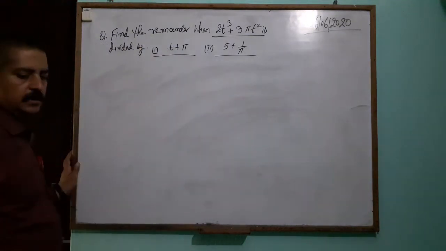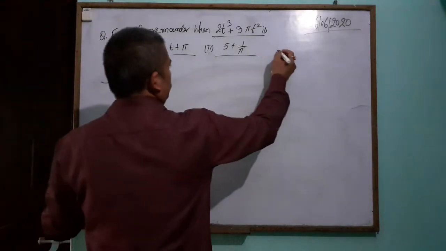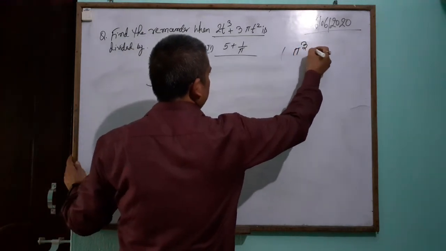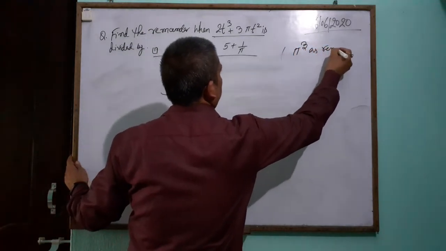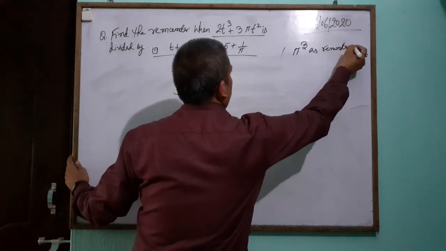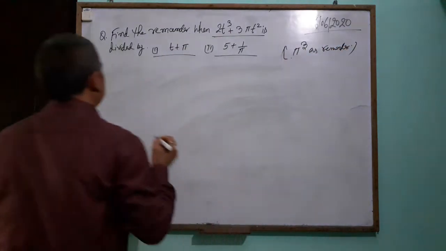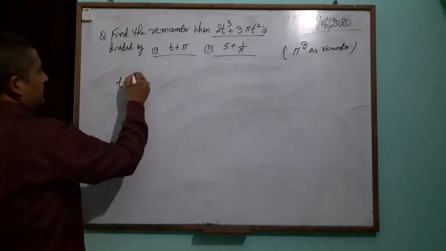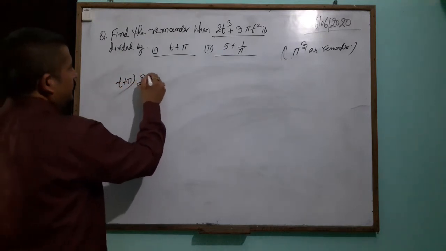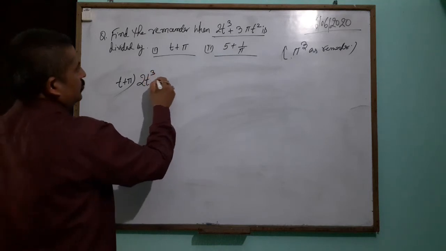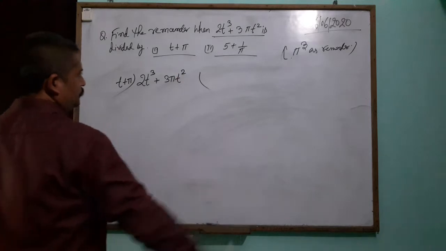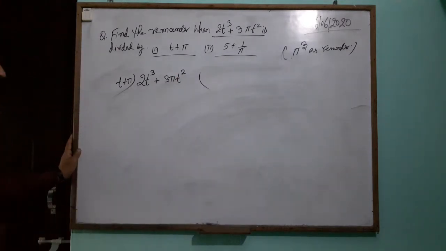So, will the remainder be the same or different? Checking by the long division method: by the remainder theorem, we get π³ as the remainder. Noted that. Then we divide t + π into 2t³ + 3πt².